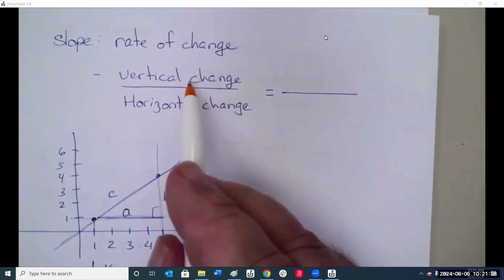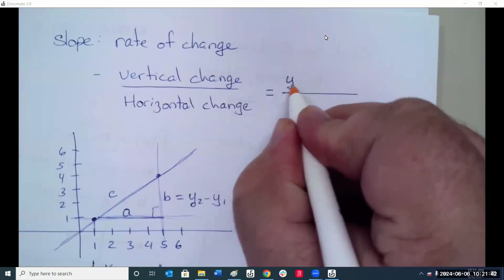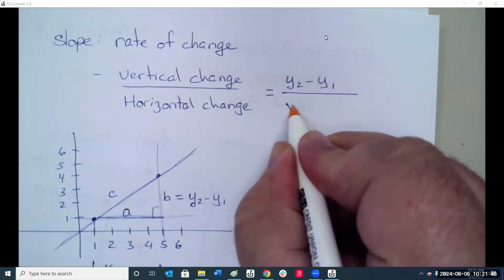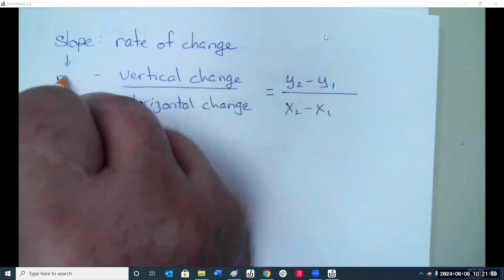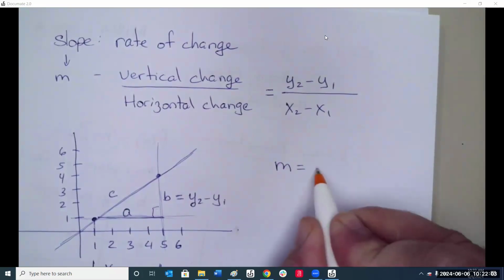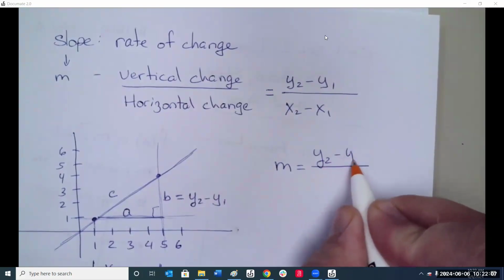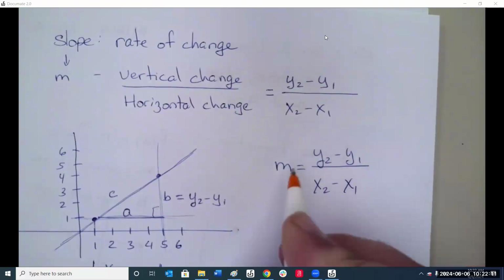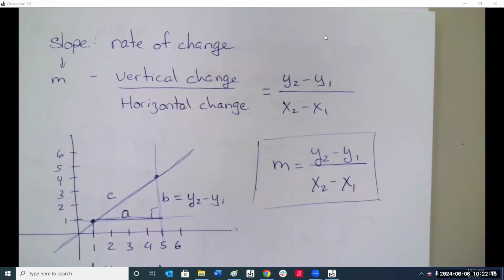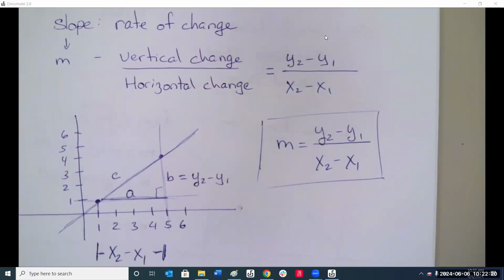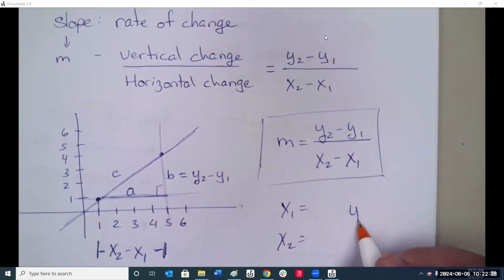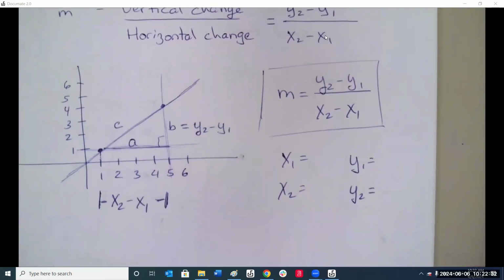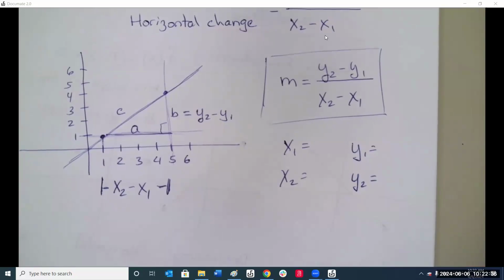So looking at this, my vertical change was y2 minus y1, and my horizontal change was x2 minus x1. And the letter we use for slope is m. So our slope equation is m equals y2 minus y1 over x2 minus x1. That is our slope formula. And once we define x1, x2, y1, y2, it's a matter of plug and play.